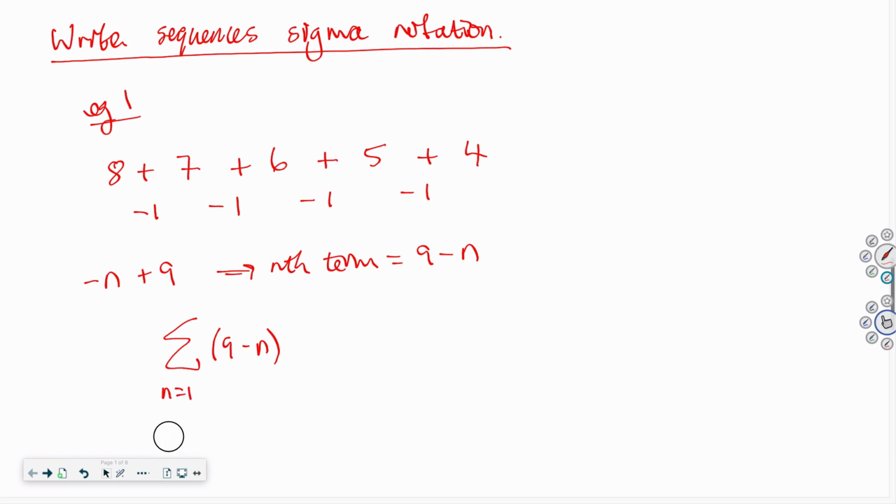This time we're not using r, we're using n, that's fine, it's just a different variable. All the way to, well, how many terms have we got in the sequence? We've got 5. So 5. And that's how we write the sequence in sigma notation. And it works for any sequence. Work out the nth term and have a look at where you're starting and go up to your top counter.